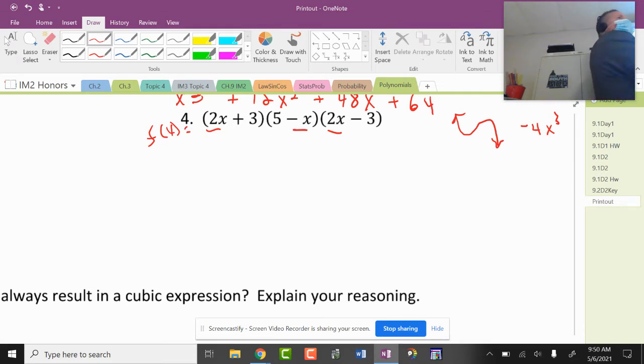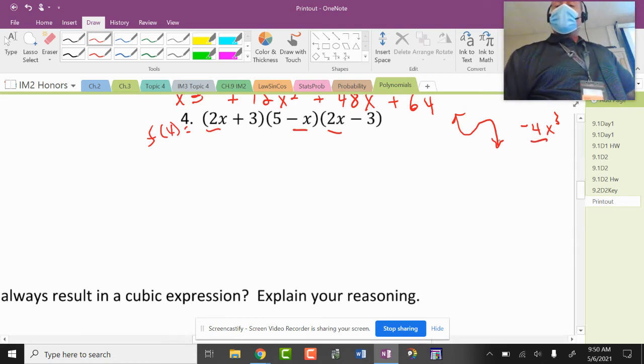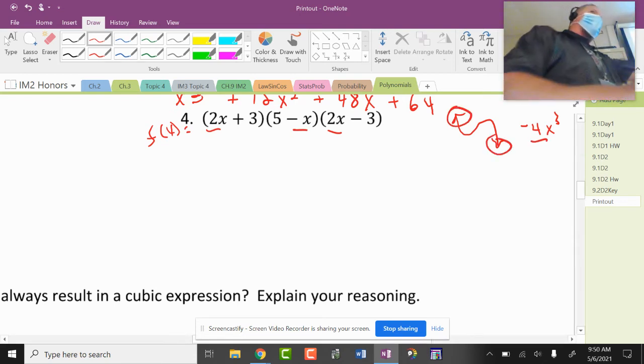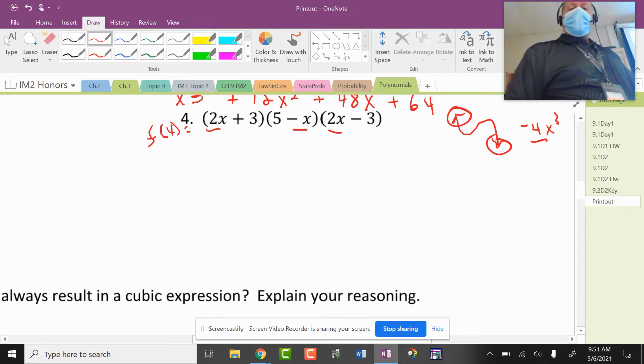And I'll prove it. When we're done with this, it's going to be negative 4x cubed, blah, blah, blah, blah, blah, blah, all the rest of the terms. This dictates the end behavior, though. That's a tie into previous notes. But let's go ahead and do it. 2x times 5 is 10x. This is kind of a mess. So I don't think I would try to do this one fast because they're not in like terms.